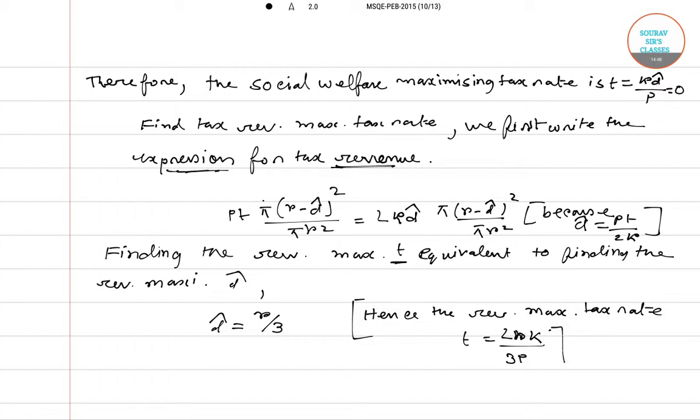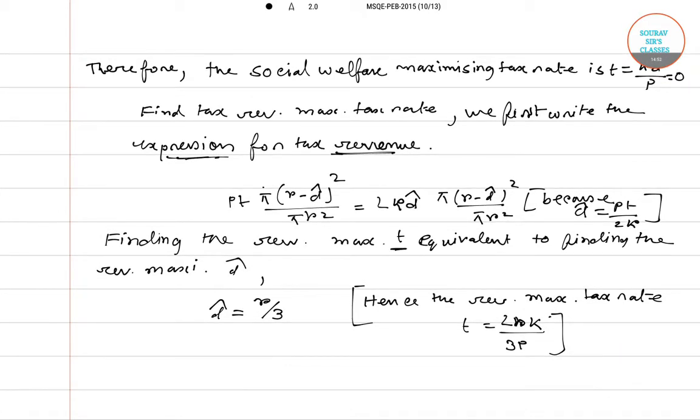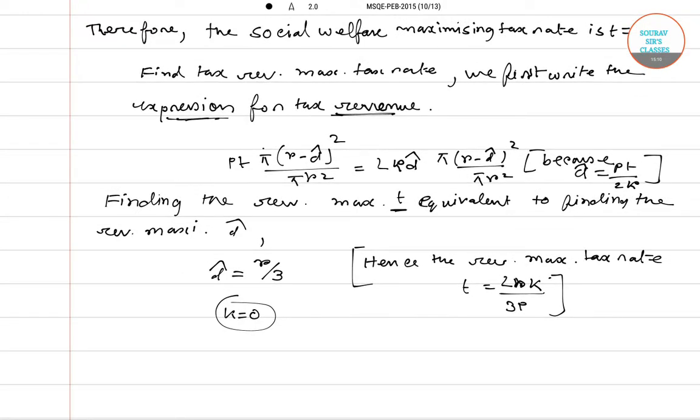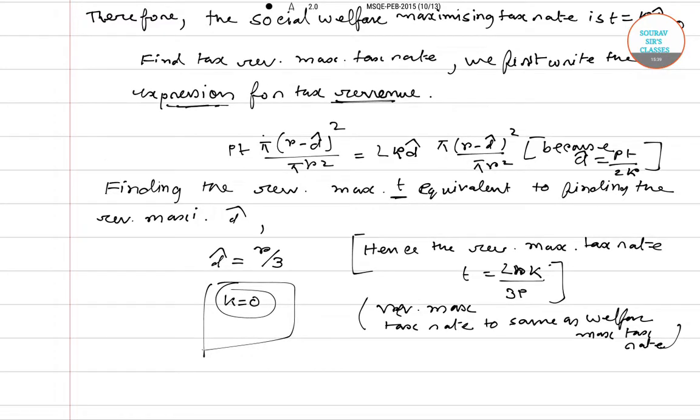So now we can simply write it. Therefore, the necessary and sufficient condition for the revenue maximizing tax rate to be the same as the welfare maximizing tax rate is k equals 0. So what we have to remember is that the necessary and sufficient condition for the revenue maximizing tax rate to be the same as the welfare maximizing tax rate is k equals 0.